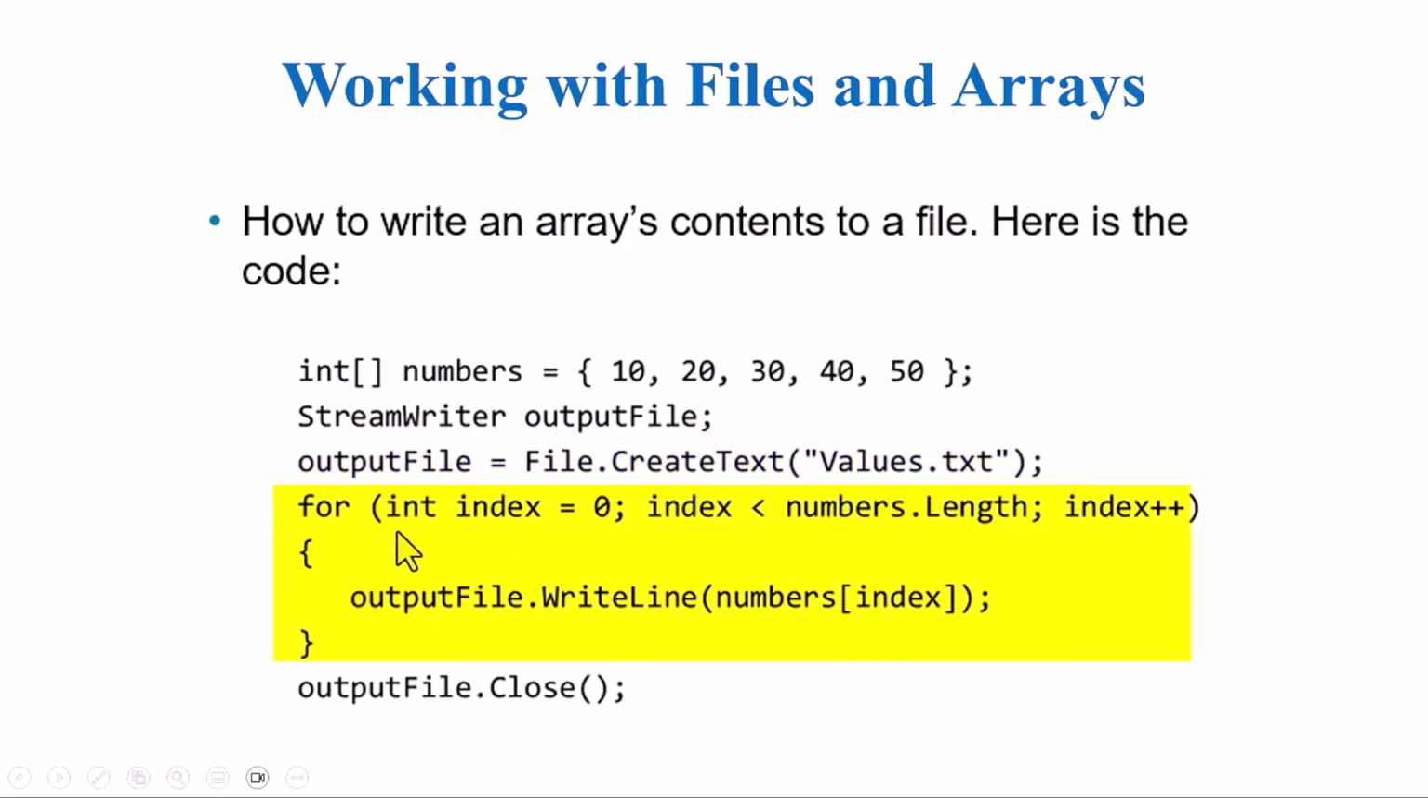But then use the loop. Int index equals 0. Index is less than numbers.Length, the length of the array, and we increase the counter. And we end up writing the contents of that array each time we go through the loop to the output file. And we close the file, and we're all done. So very straightforward, very simple to do as we're going forward.